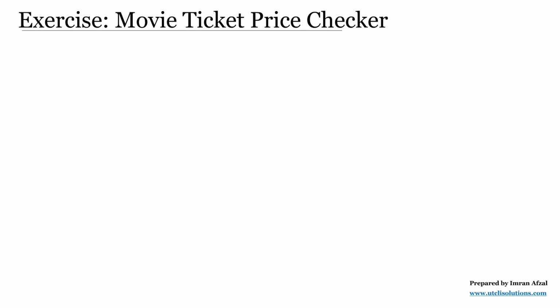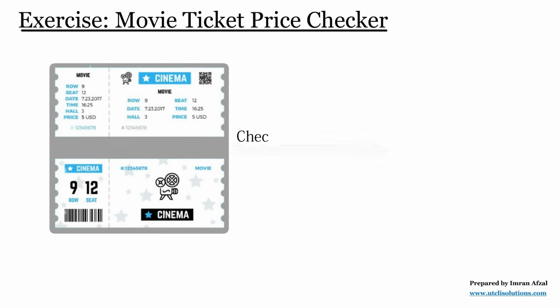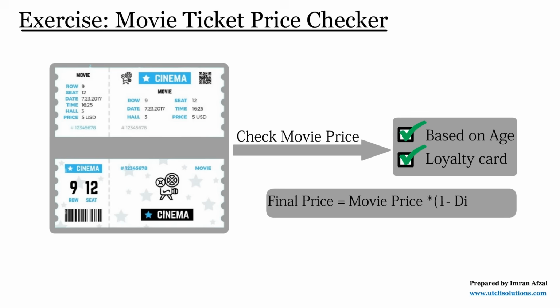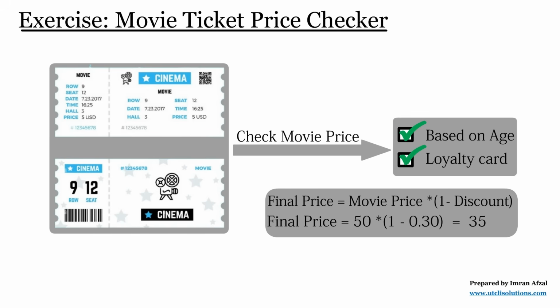Exercise: movie ticket price checker. Let's create a practical example. A program to check movie ticket prices based on age and loyalty card discounts. The program calculates the final price by multiplying applicable discounts and displays the ticket details.